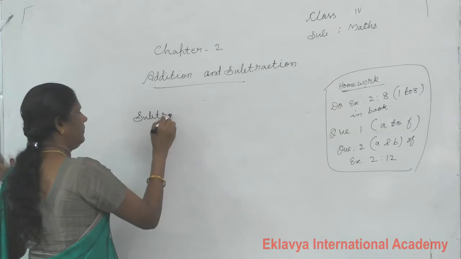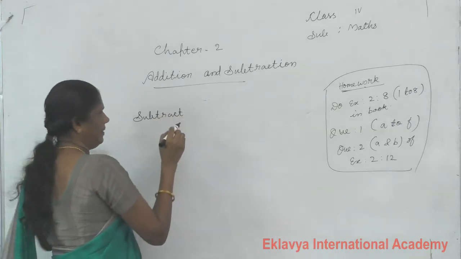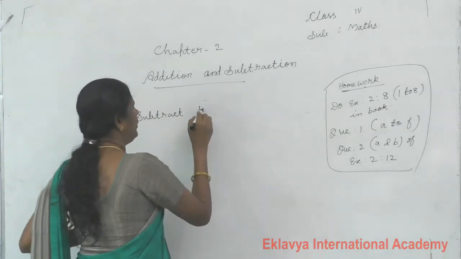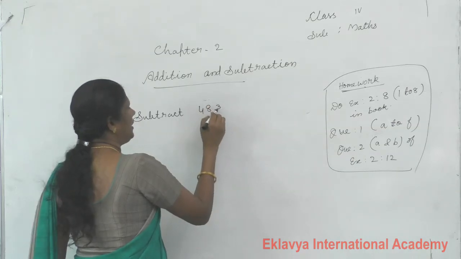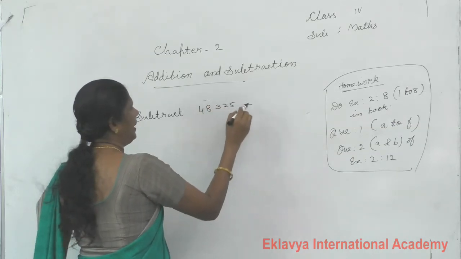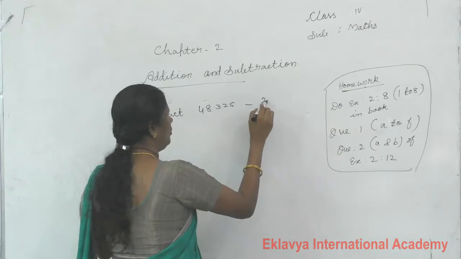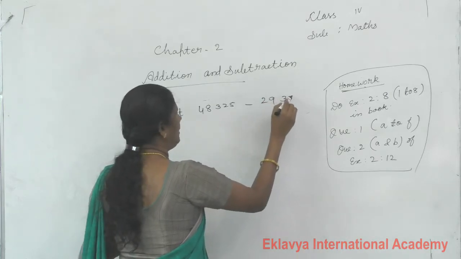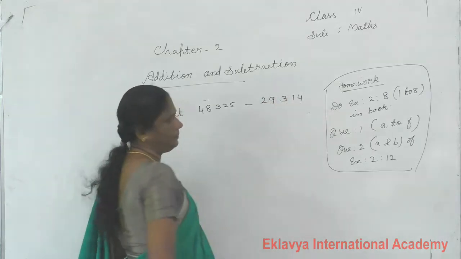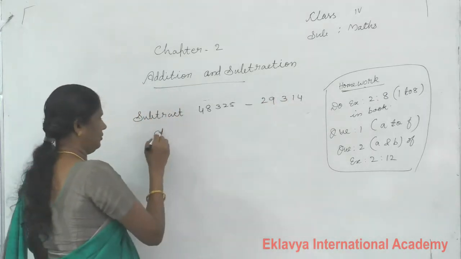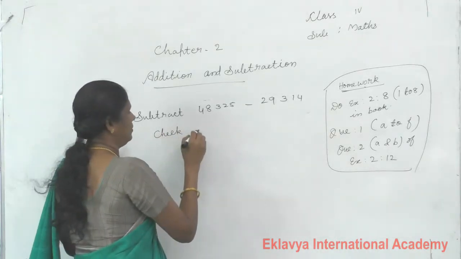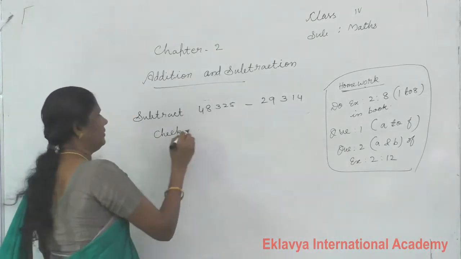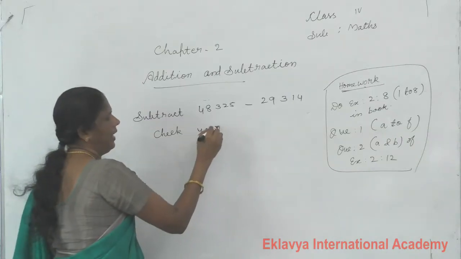Subtract 48,325 minus 29,314. Check also. Check your answer.